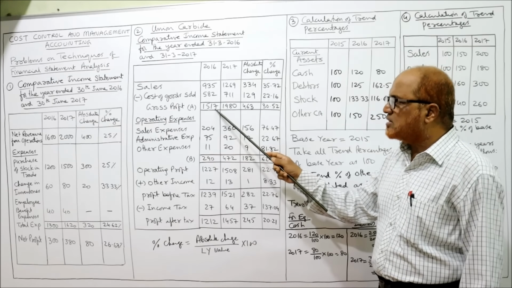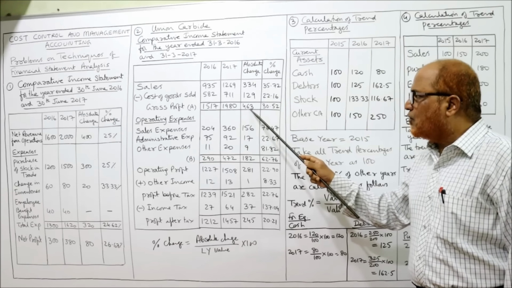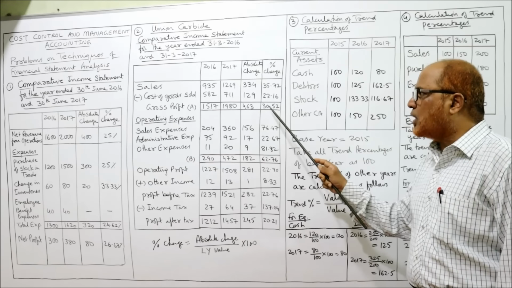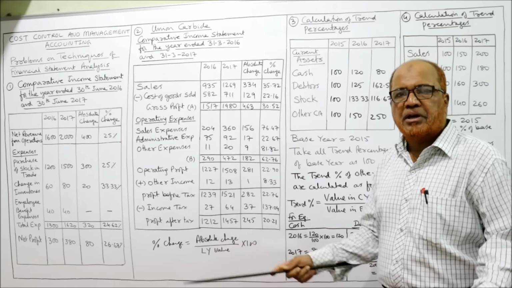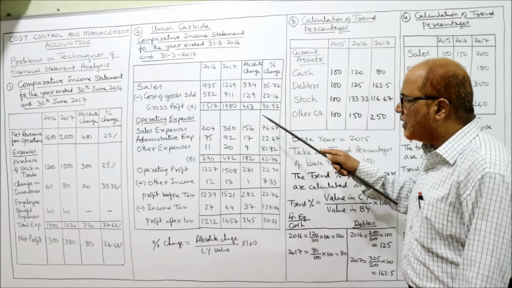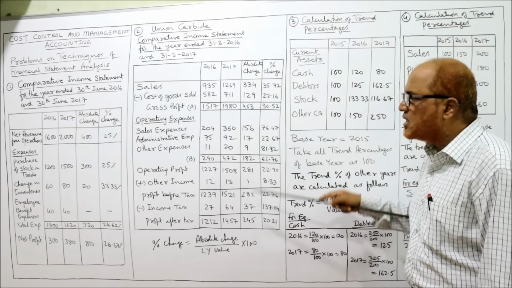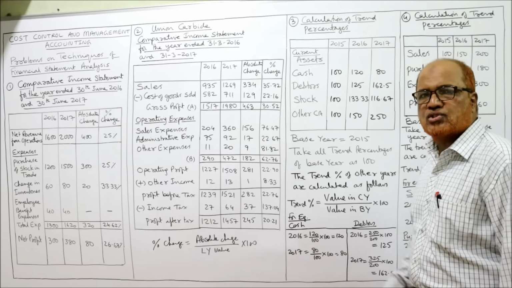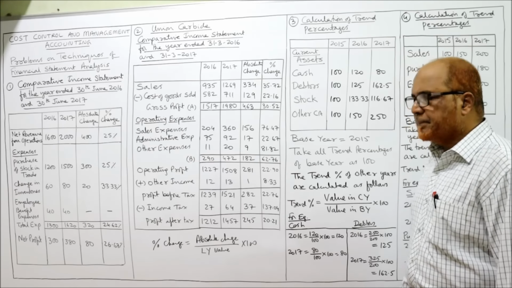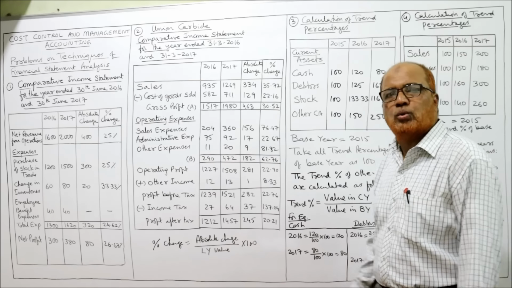1980 minus 1517, you will get 463. 463 divided by 1517 into 100, 30.52. In this way, we have to calculate all absolute changes and then percentage changes. That's it. This is the end of problem number 2.